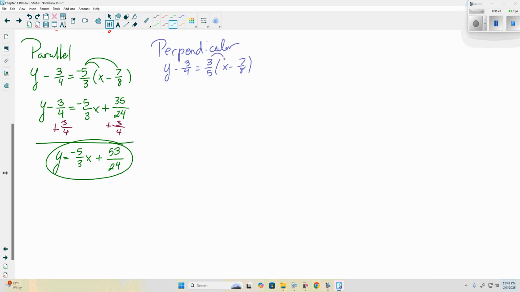And after we do that, same thing. 3/5 times x is 3/5 x. Minus 3/5 times 7/8 is going to be 21/40. And lastly, we're going to add 3/4 to both sides. And we get y equals 3/5 x plus 9/40.